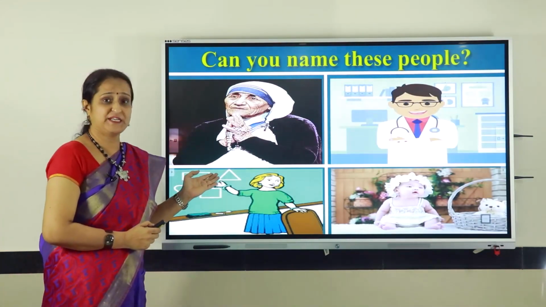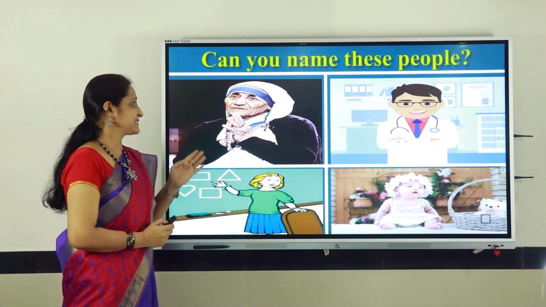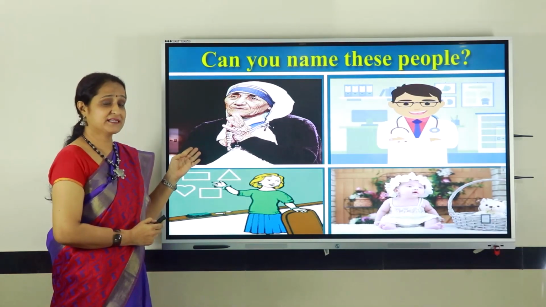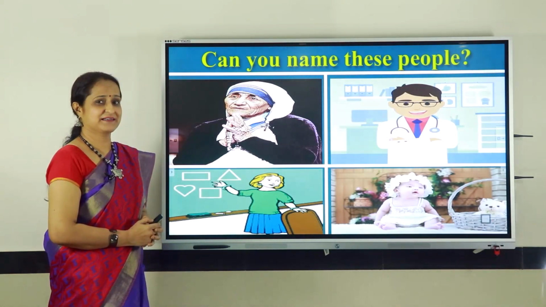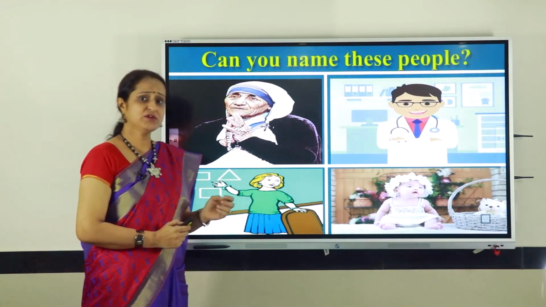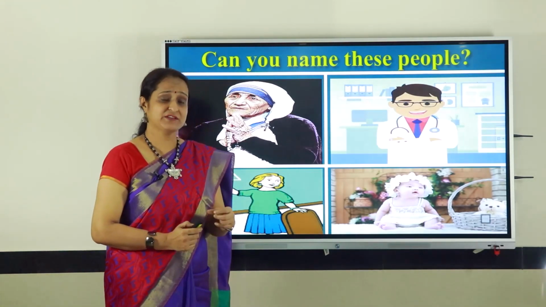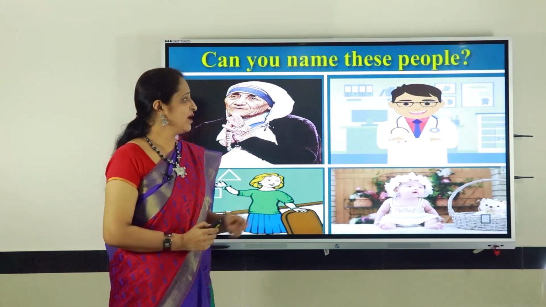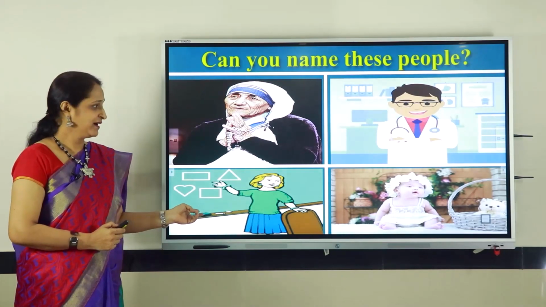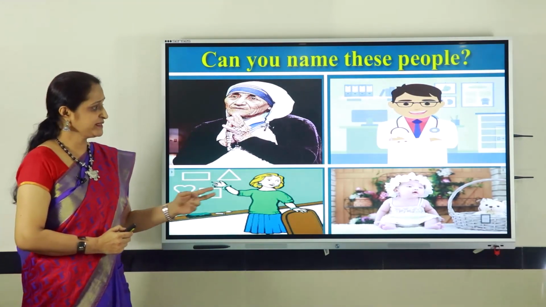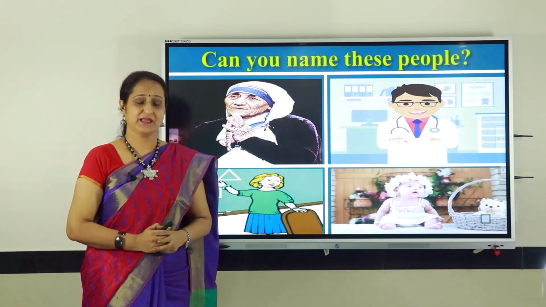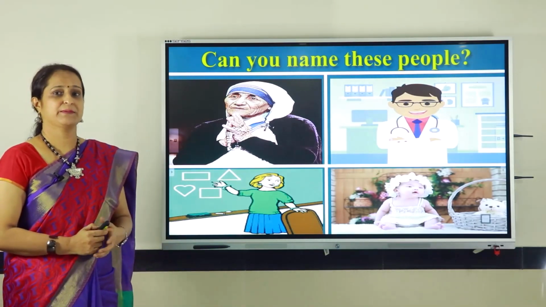Can you tell the names of these people? Yes, the first picture is of a very great and a very famous person. She is Mother Teresa. Who takes care of the sick people and treats them? Yes, a doctor. Who teaches you at school? A teacher. Can you tell me the person in the last picture? Yes, a baby. Now, let's move on to names of places.